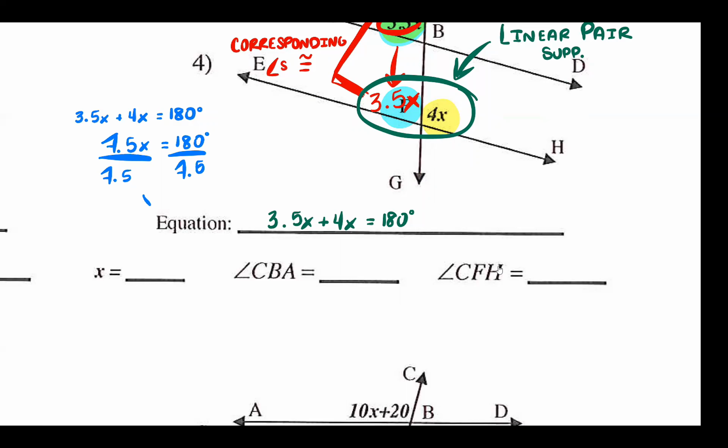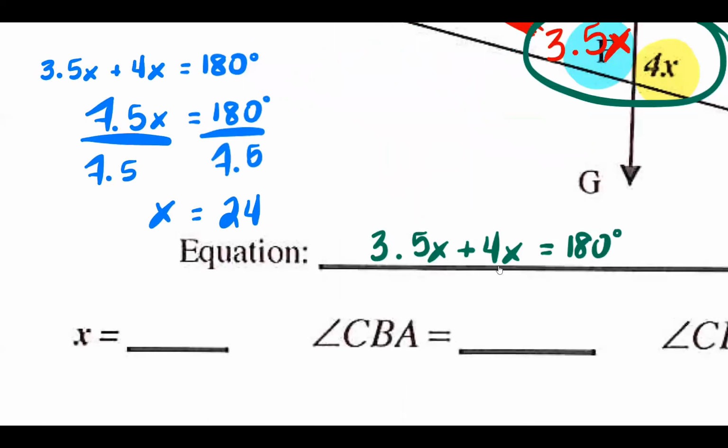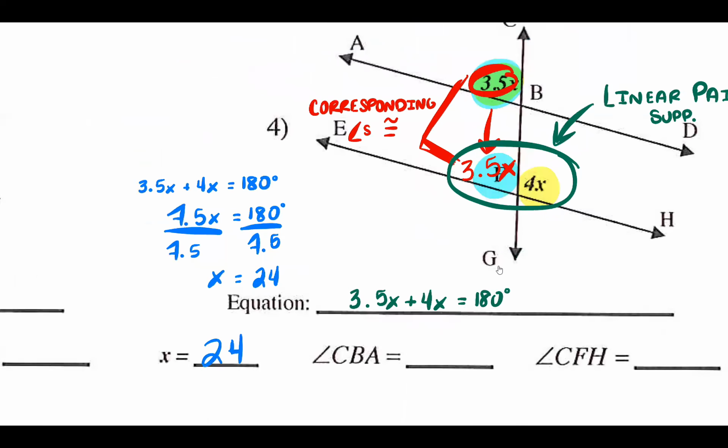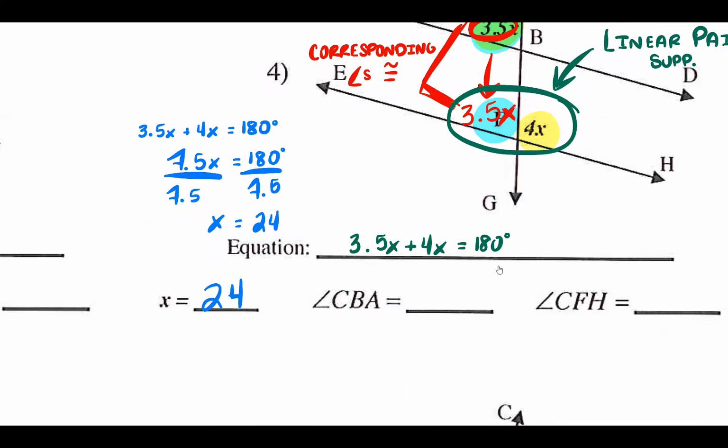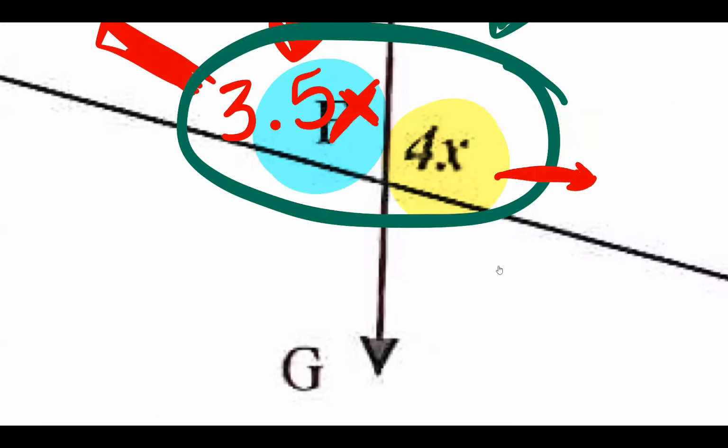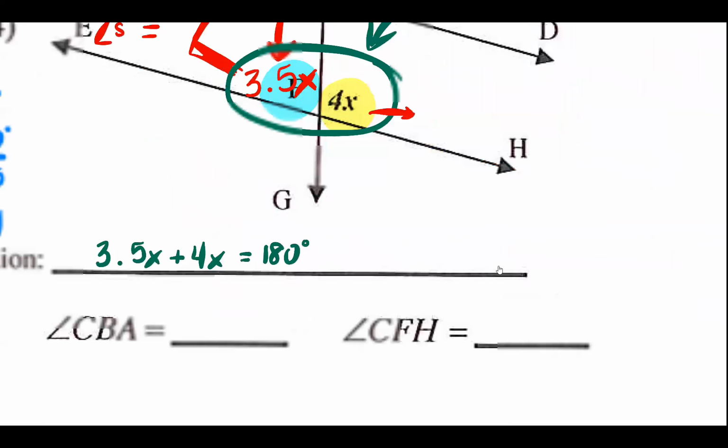Somebody calculate for us, please. 180 divided by 7.5. 24? Crazy. So we got 24. Don't put a degree mark there. Okay. Let's plug 24 back into the x's. So if we want 4x, let's go there first. 4 times 24 gives me 96.